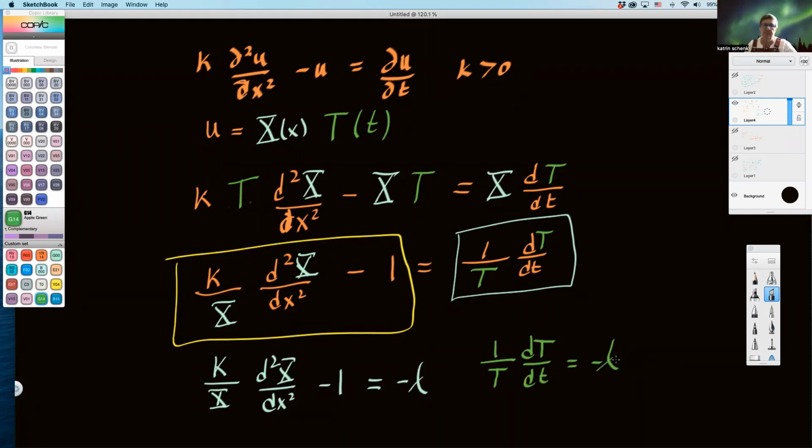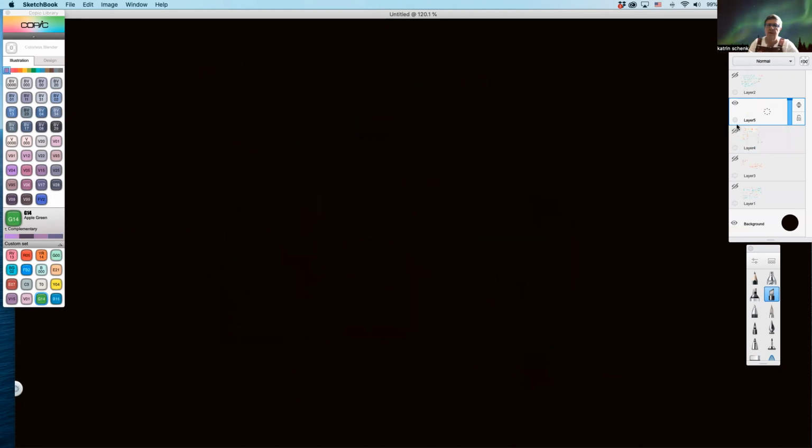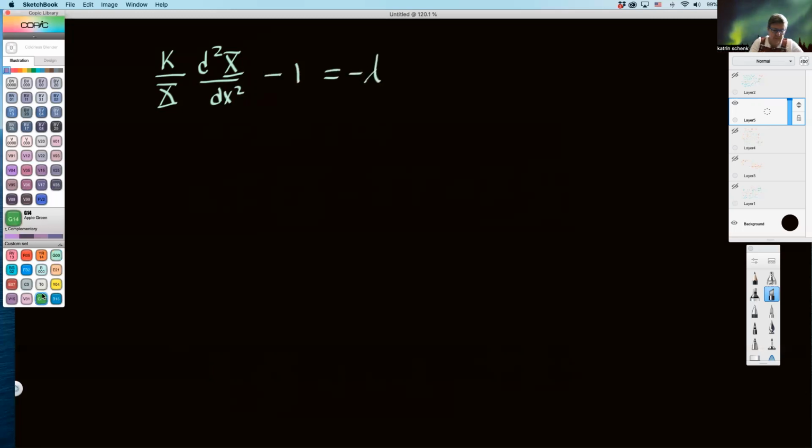Now, the first thing I'm going to do is look at the conditions. There are three conditions. First of all, I'm going to rearrange my equations so they look a little more like what I want. I'm going to get a new layer and keep going. My first equation was K over X, d squared X, d little x squared, minus 1 equals minus lambda. And the second equation was 1 over T, d big T, d little t, is equal to minus lambda.